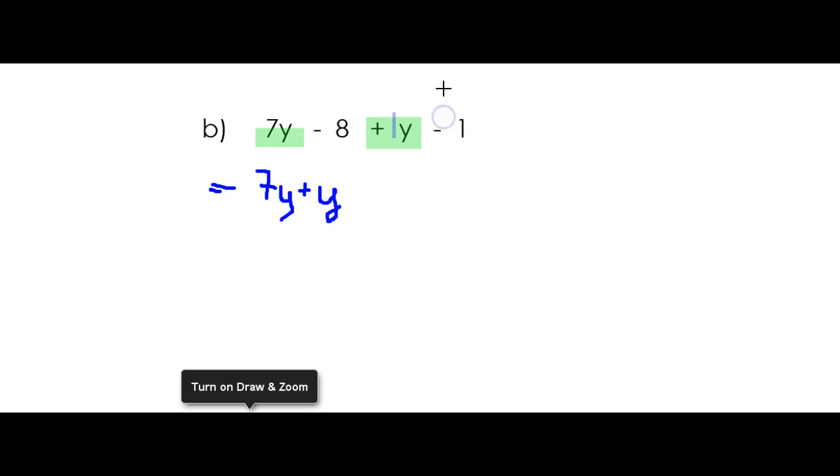All right, let's look for some other like terms. I have this negative 8 right here, and that's a constant. I also have negative 1. Those are like terms because neither of them has a variable. So I'm going to group those as well in the second line. I'm going to write in minus 8 and then minus 1. And again, the highlighting is optional. You really don't need to highlight. It's not necessary, but it may help you to see the solution more clearly.